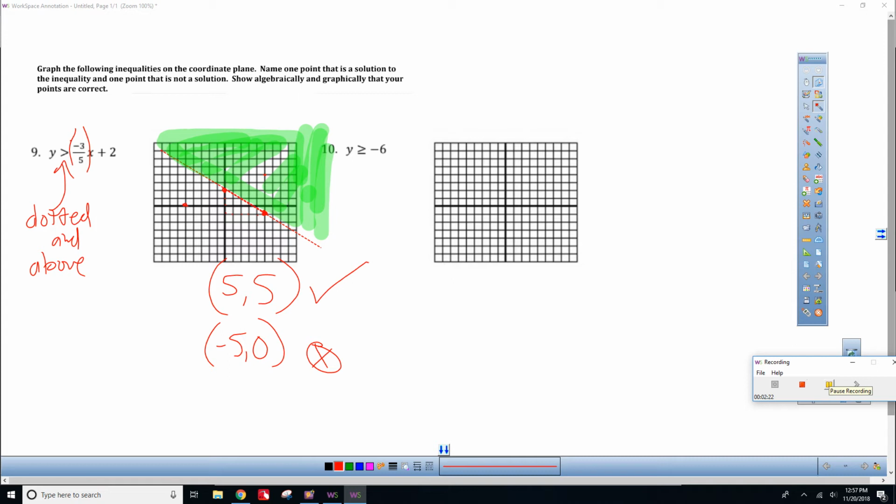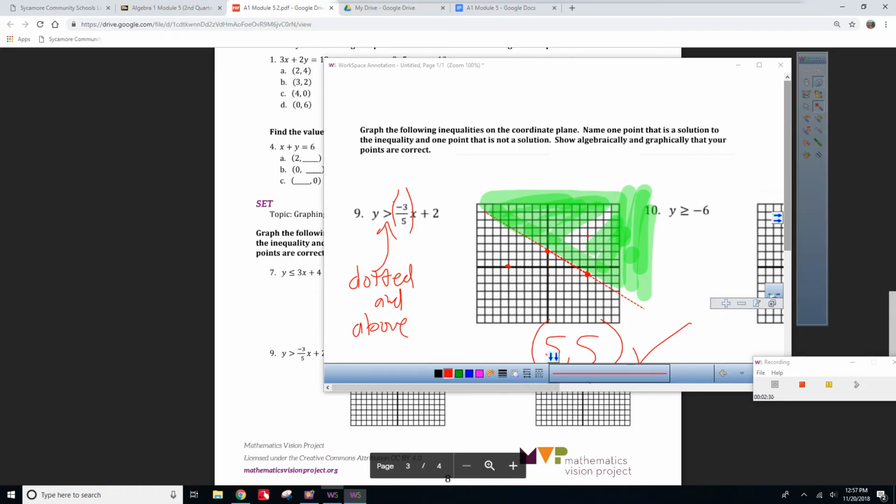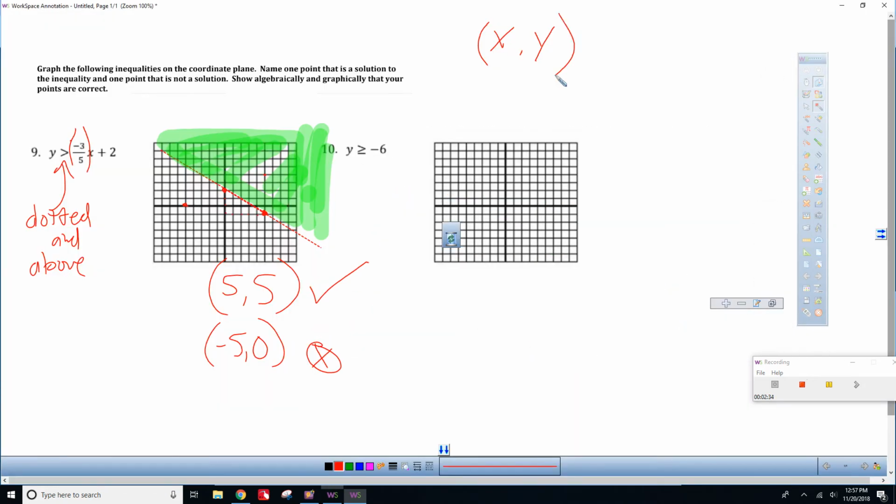All right, now 10 is particularly difficult. Remember that points are written (x, y), okay? So let's just think. Points that work: y is bigger than negative 6. So like (1, 1), that works. (1, 0), that works. (1, negative 1), that works. (1, negative 2), that works, as long as our y is bigger than negative 6.